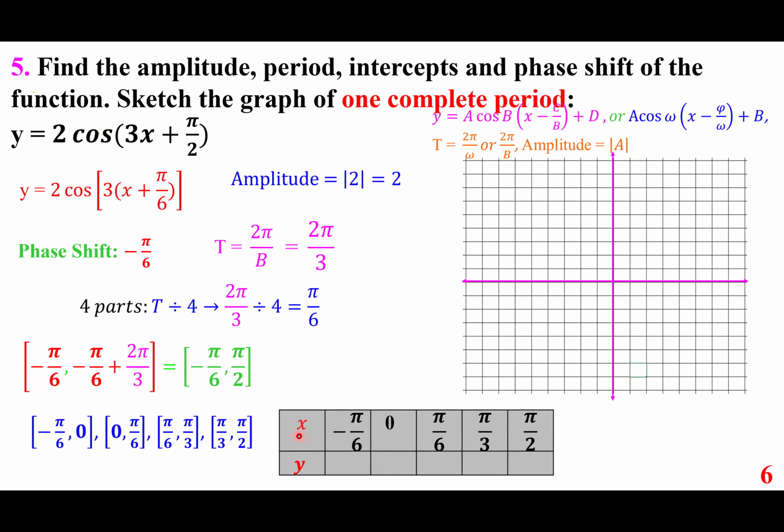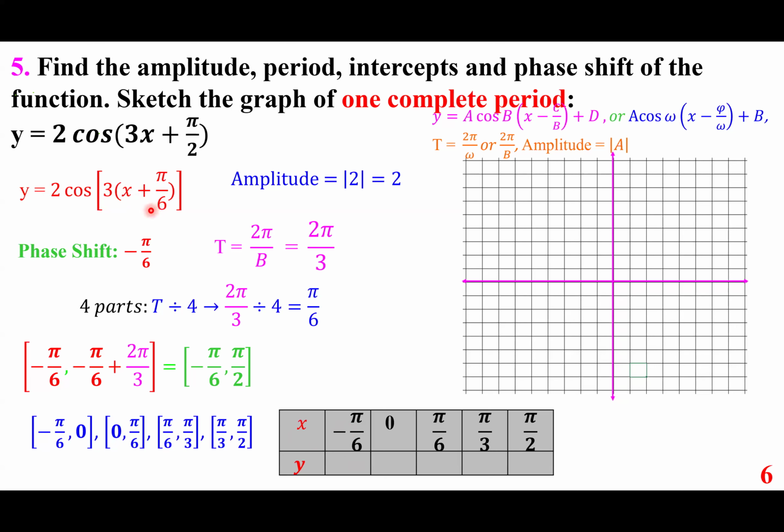Let's put the numbers in by looking at easy numbers. For example, all of these endpoints minus pi over 6. If I put it here, it might be easier to use this one. If I put minus pi over 6 here, it becomes 0. 3 times 0 is 0, and cosine becomes 1. This makes this one 2.